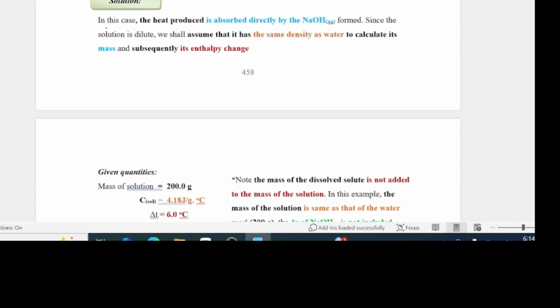In this case, as in every other case when solutes are dissolved in water, the heat that is produced is absorbed directly by the sodium hydroxide solution formed. And since the solution is dilute, we shall assume that it has the same density as water to calculate its mass and subsequently its enthalpy change. And of course, we also assume that the solution will have the same specific heat capacity as water.